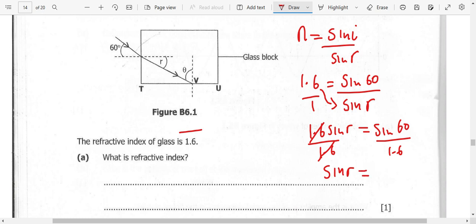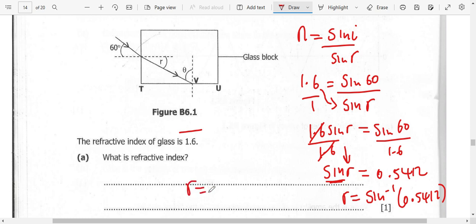sine of 60. The answer you get, you divide by 1.6. That is going to give you 0.5412. Now to remain with R, this is an angle, you are going to take the sine inverse. Just take the sine inverse of 0.54. Because you had sine here, just take sine inverse, you are going to remain with R.